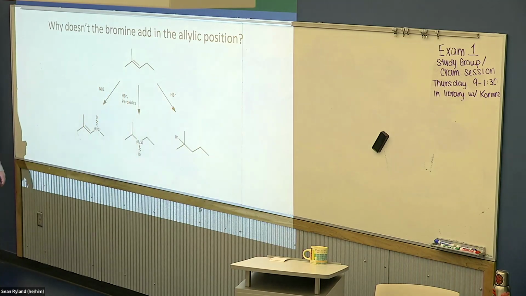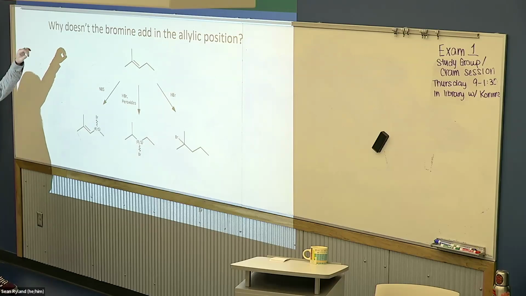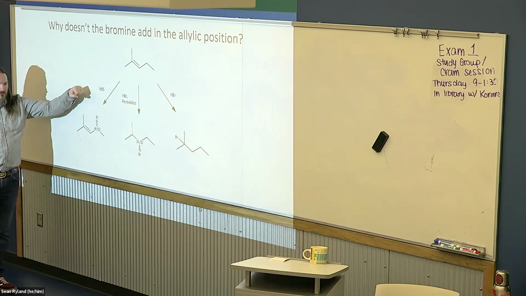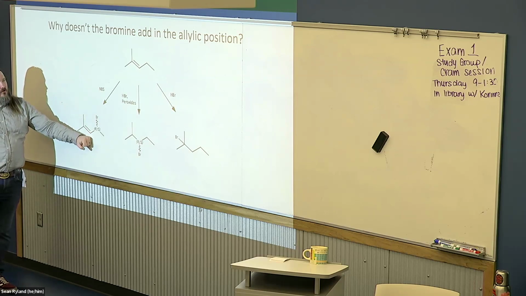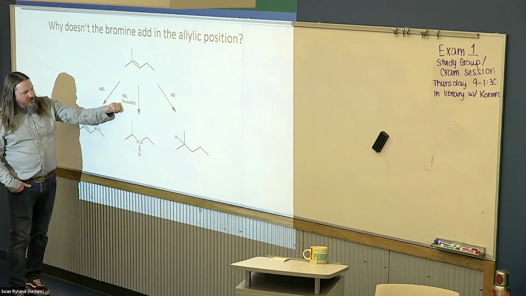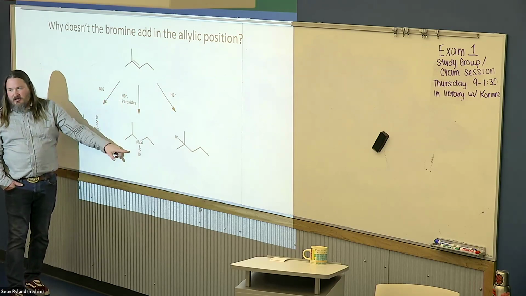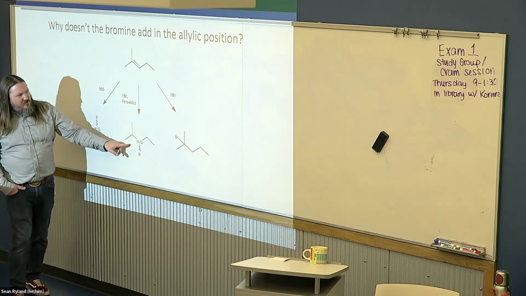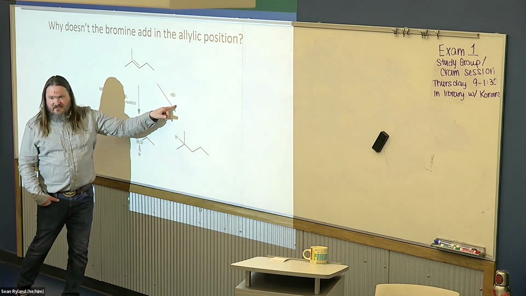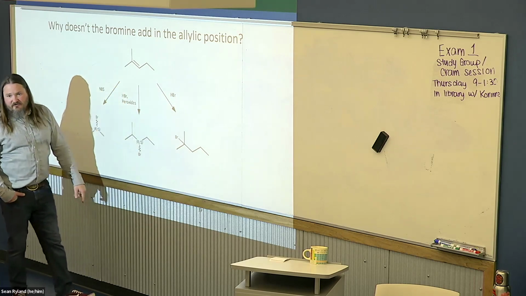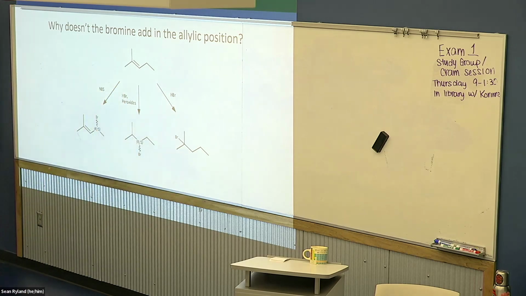But here's a good summary slide. For now, if you see NBS, put it in the allylic position. If you see HBr and peroxides, it's addition, anti-Markovnikov. And if you see HBr without peroxides, it's addition, Markovnikov. And I will do more digging over the weekend to try and understand why the peroxide one goes that route.